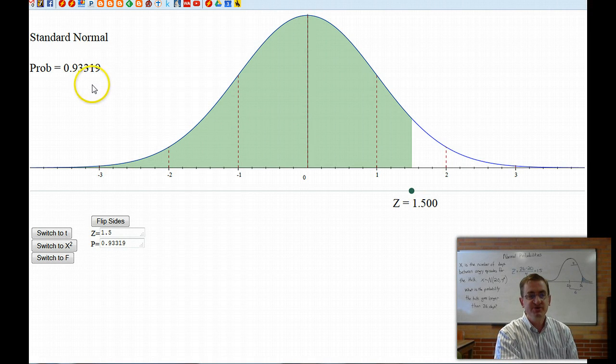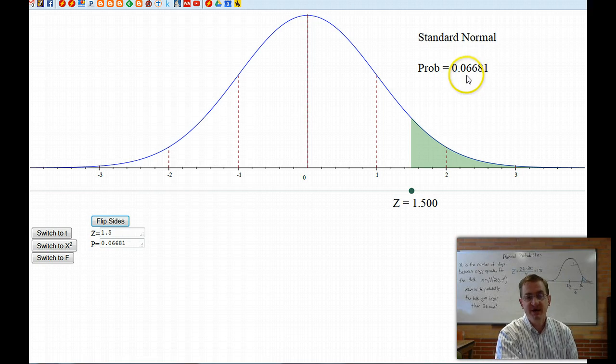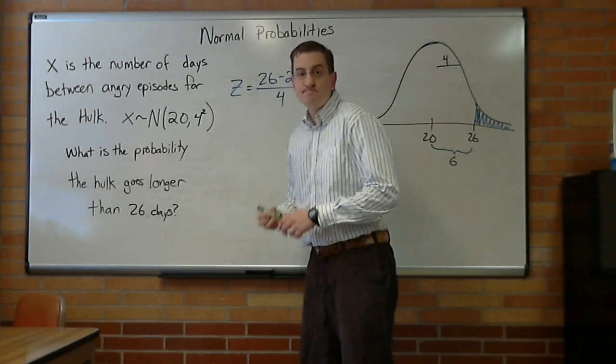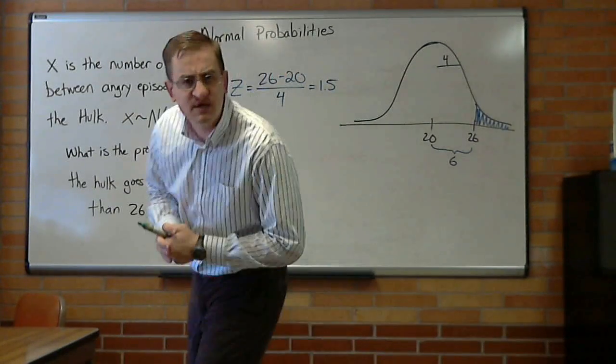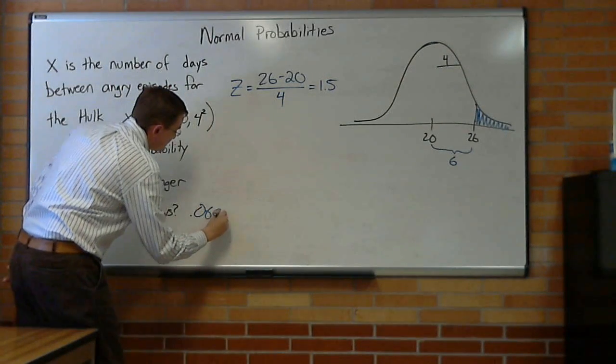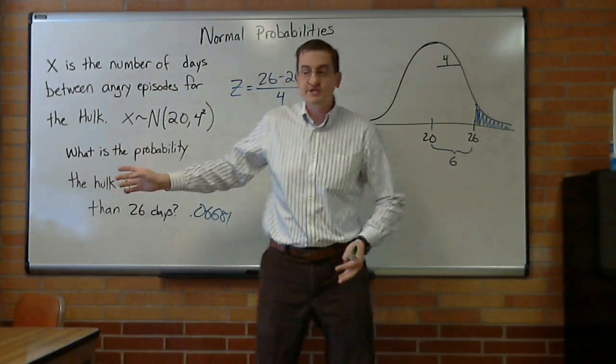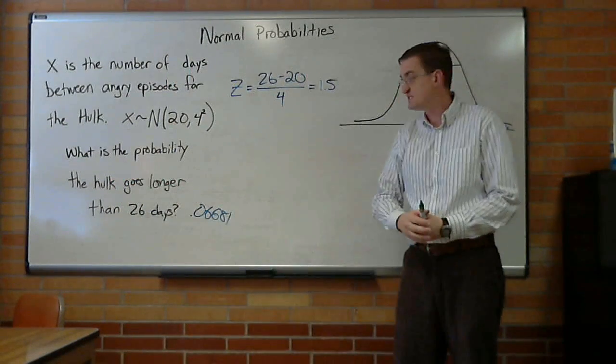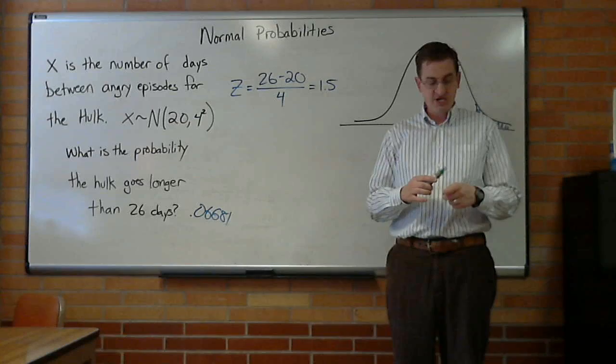So there's 2 ways I could do it. I could take this probability and take 1 minus it, which would give me, what's about 7%? Or I can just click flip sides. Looky there. There is our answer. 0.06681. What's the probability that the Hulk can make it more than 26 days? Well, it's about a 6% chance.